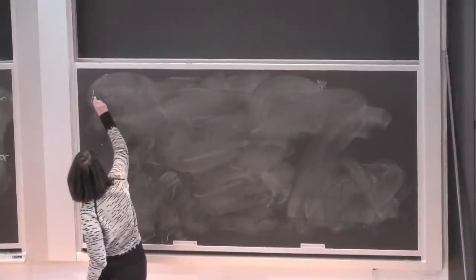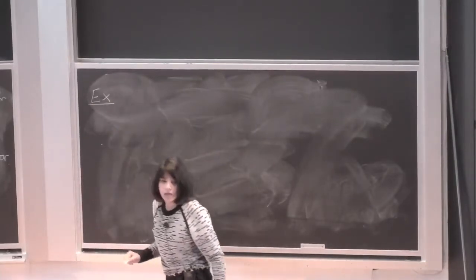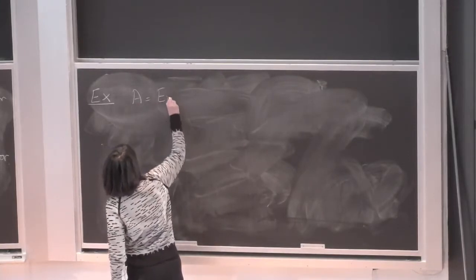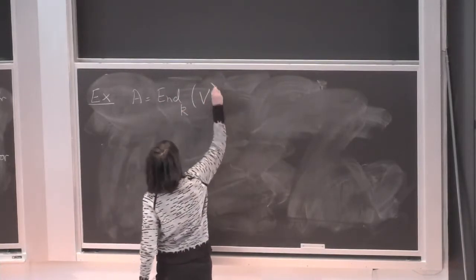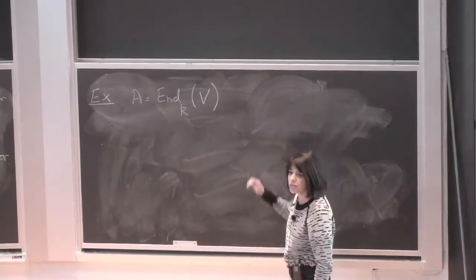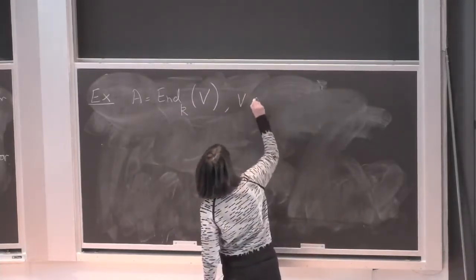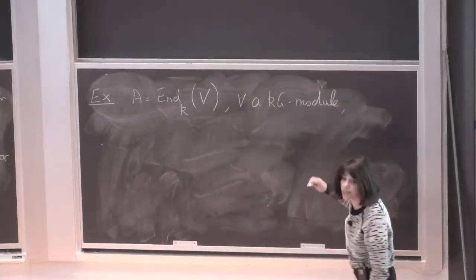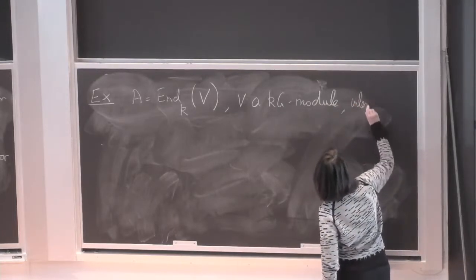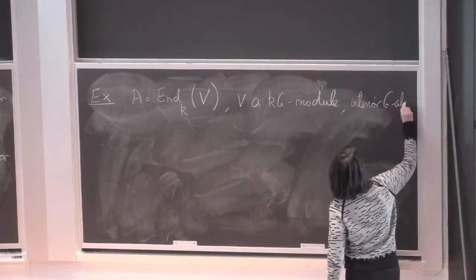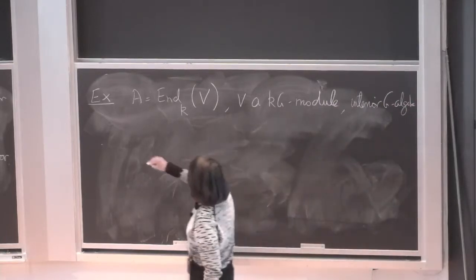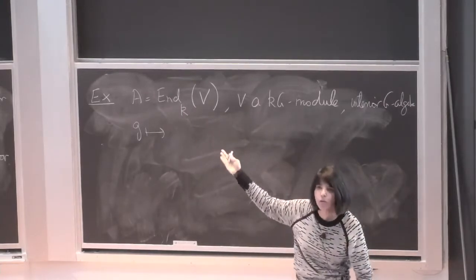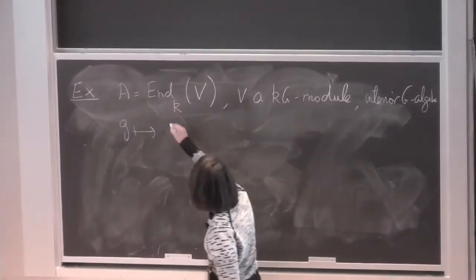And then there's another very important class. So if you take any finite dimensional KG-module, then this is an interior G-algebra. And why? Well, just let G go to the invertible linear transformation that it is going to induce on V.